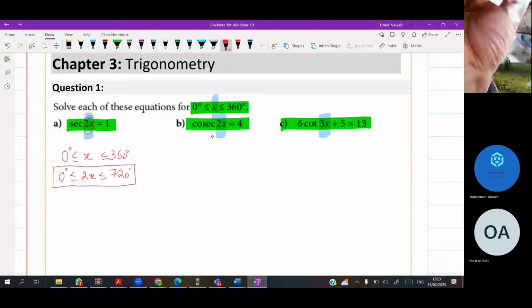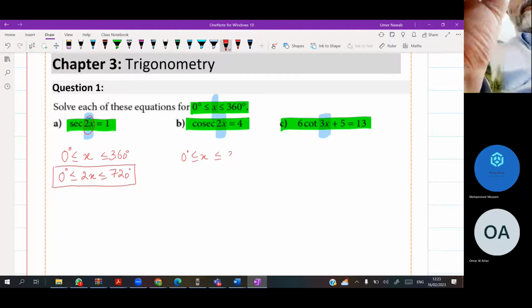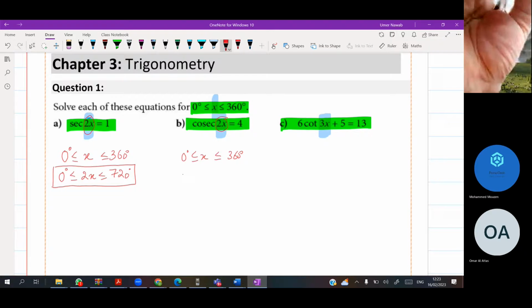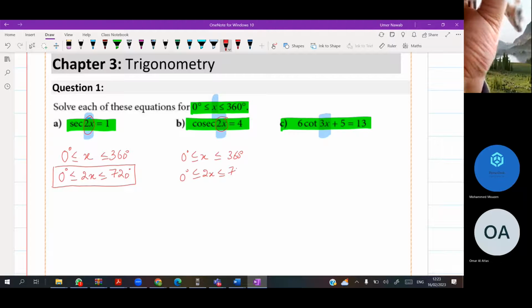Agreed? Same situation here, 0 to 360 for x. Since I have here 2x, I need to multiply with the 2 to write my new domain.